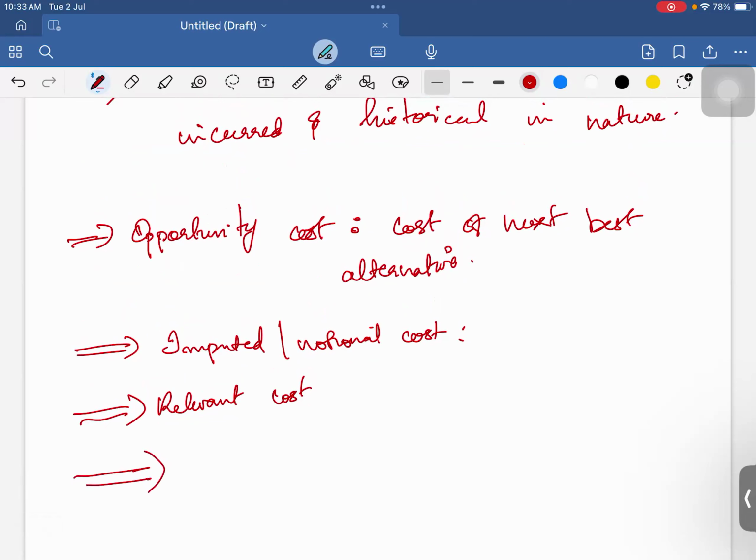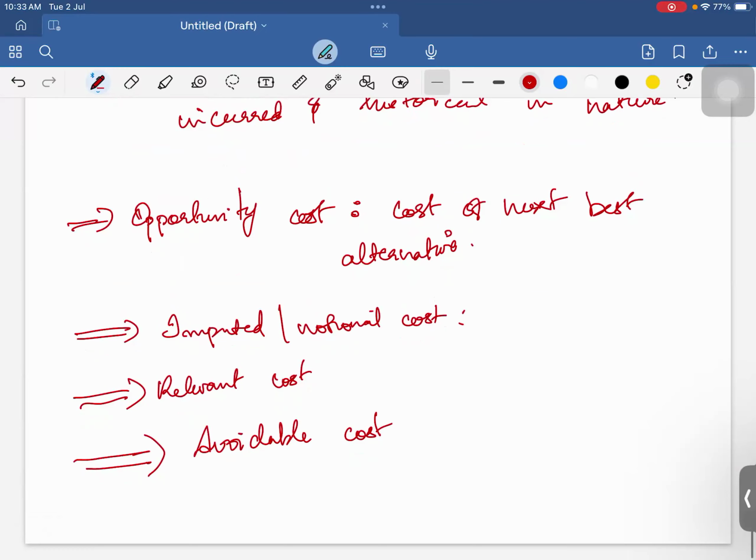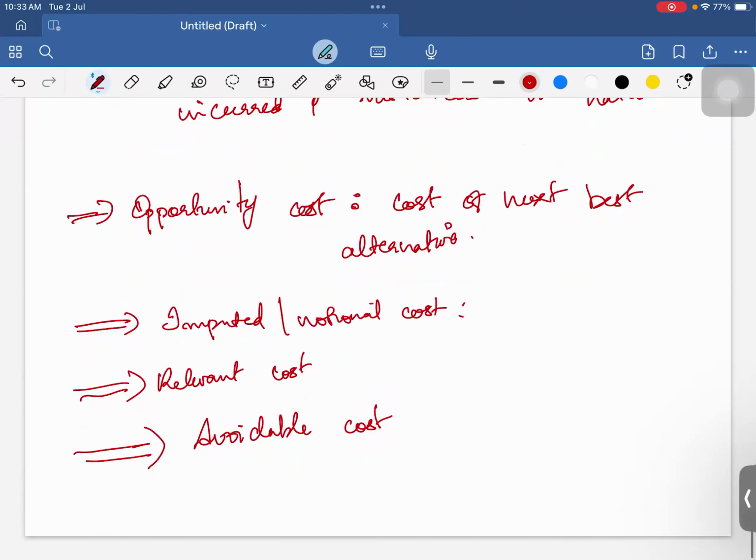The last one is avoidable cost. Avoidable costs are those costs which can be avoided if you are not going to take a certain decision. Understood? Okay. I'll send this now.